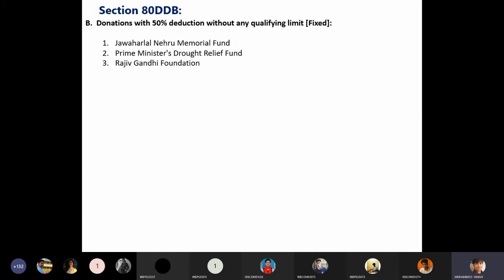Then comes your category B, which has only 3 funds in it. So this is relatively very simple and easy to remember. In category B, what happens? Whatever amount you give, only 50% of that can be allowed as deduction. So this includes Jawaharlal Nehru Memorial Fund, Rajiv Gandhi Foundation, Prime Minister's Drought Relief Fund.